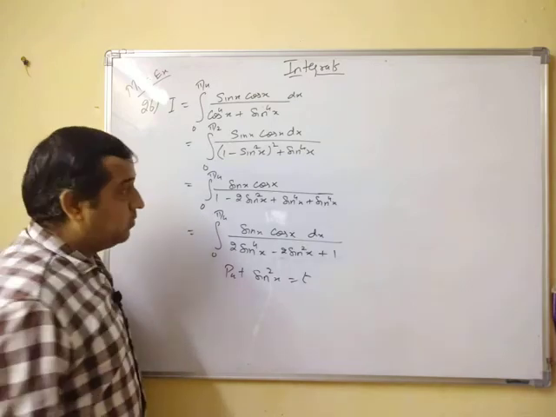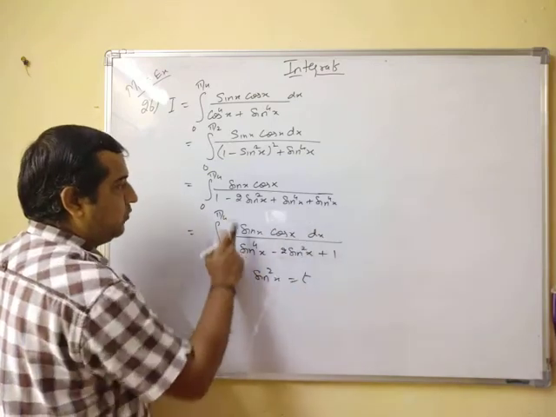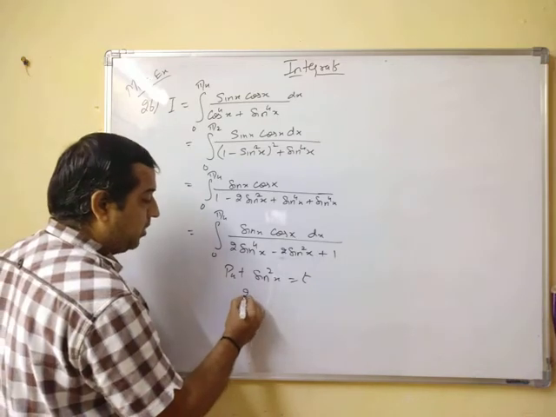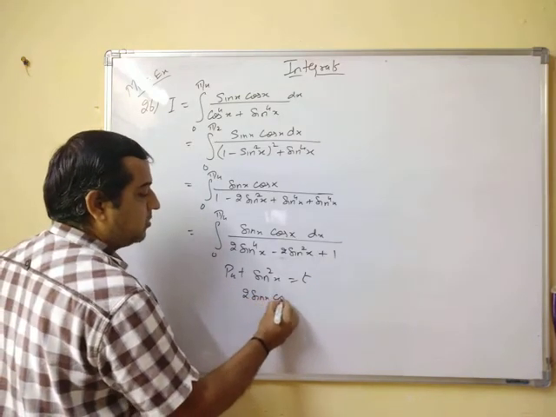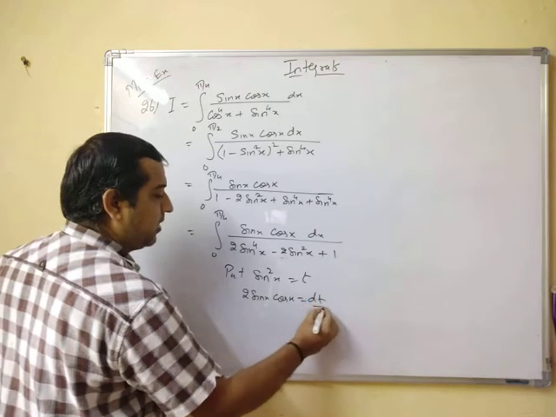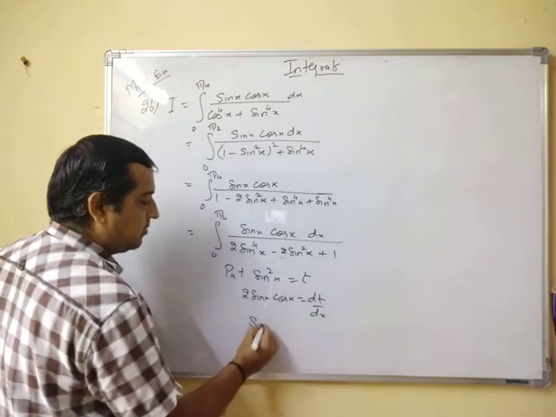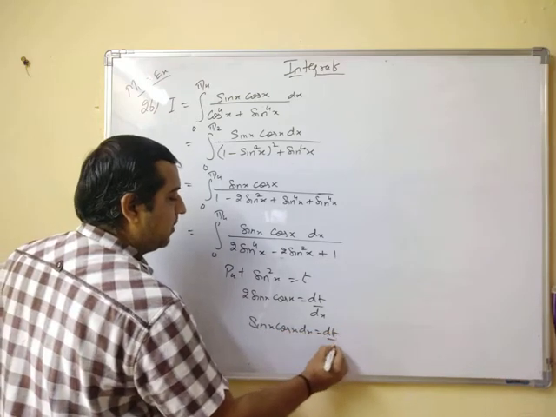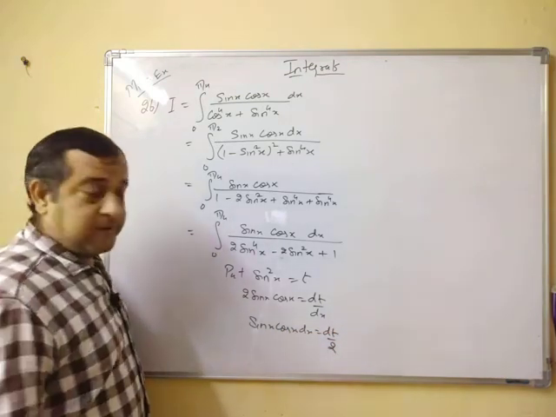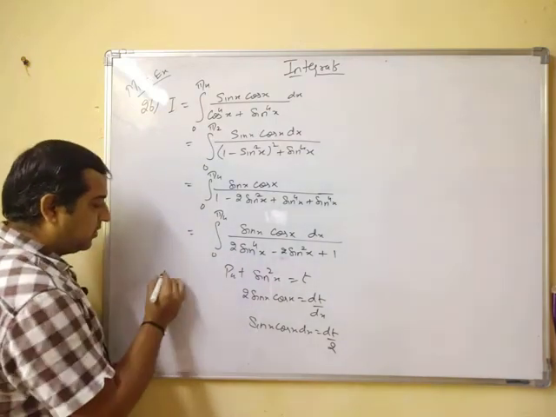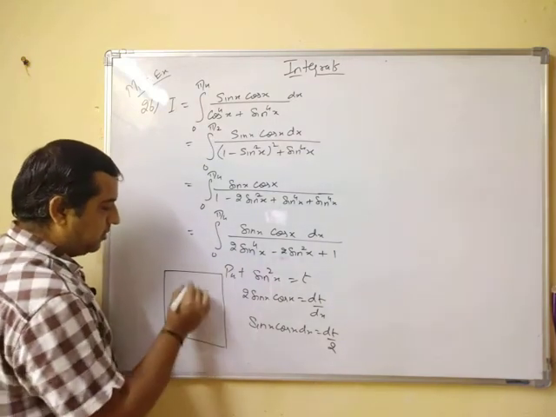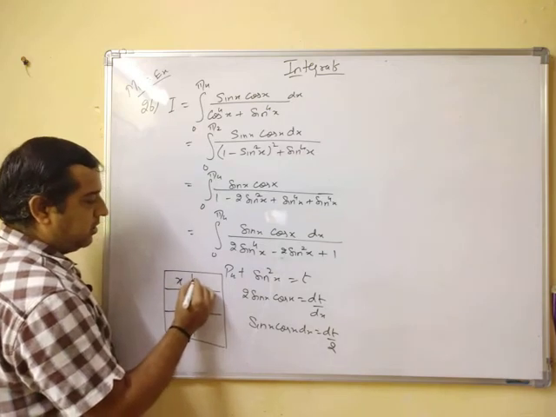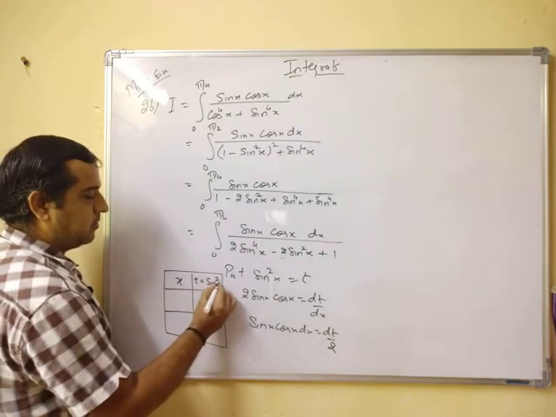Substituting sin square x equal to t, sin raised to 4x becomes t square, minus 2 sin square x plus 1. We are substituting sin square x equal to t. This gives you 2 sin x cos x equals dt by dx. You are having sin x cos x in the problem, so sin x cos x dx is dt by 2. Okay, clear?